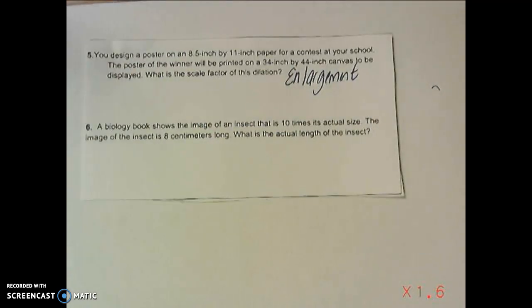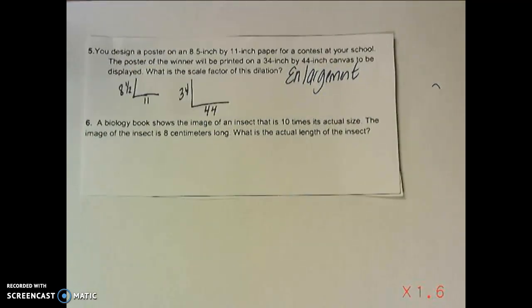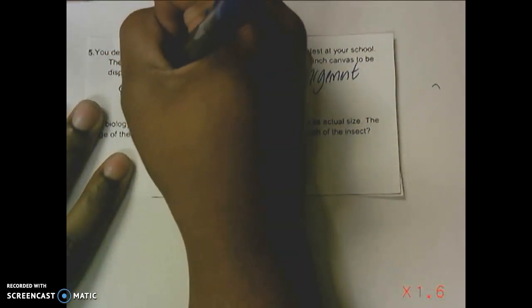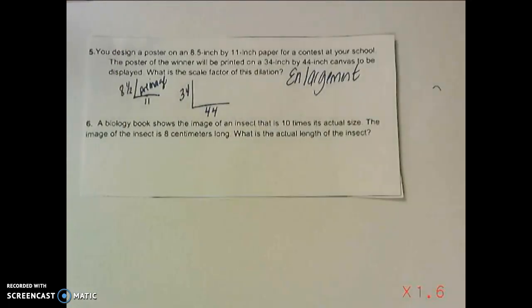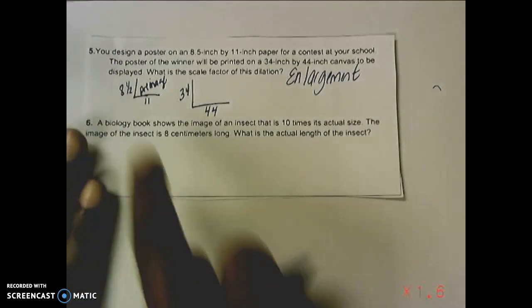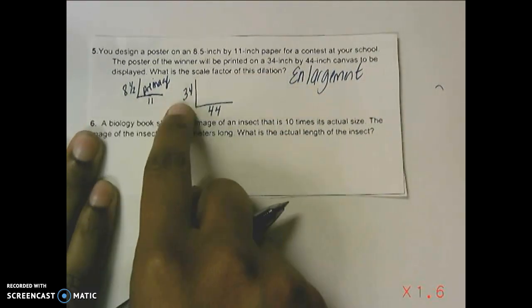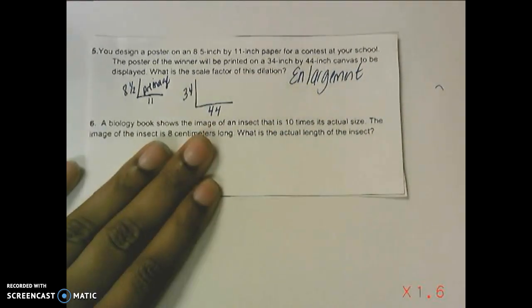And then on top of that, let's take a pause and draw it out. Okay, so the paper goes from 8.5 by 11. This is going to be your pre-image. And then it gets to 34 by 44. So if you're like Miss Gable, I know you don't want to deal with that 8.5 and the 34. But we already know that it's going to be an enlargement.